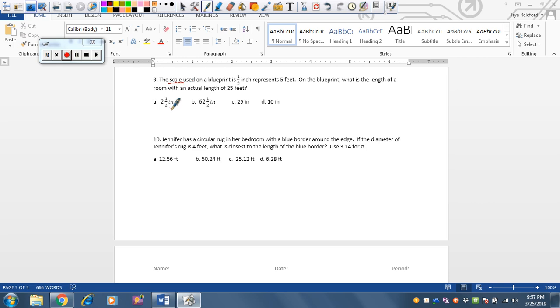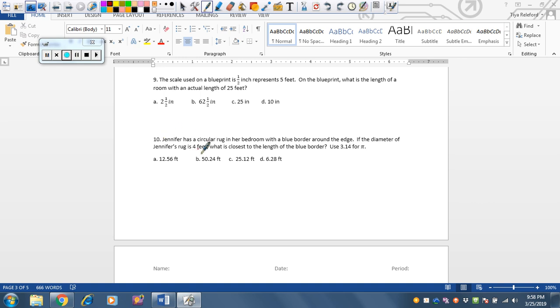All right, keyword for 9 is scale. If it says scale factor, it'll say the scale factor is blah, blah, blah. You're multiplying. If it gives you a ratio like this, 2 numbers, you need to set up a proportion. So you have 1/2 inch represents 5 feet. Yes, you can change that into a decimal if you like. And 25 feet goes on the other side of your proportion. Once you solve that, you've got the answer. So scale means proportion. Scale factor means multiply.